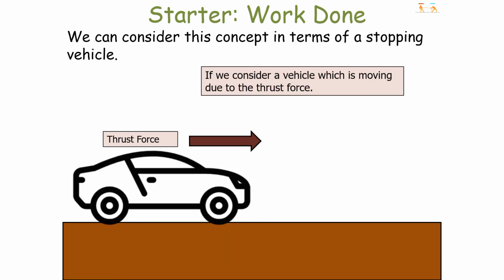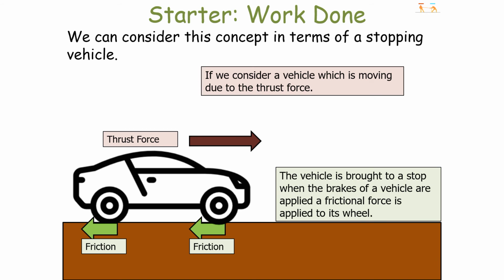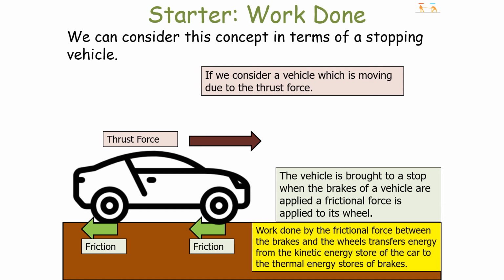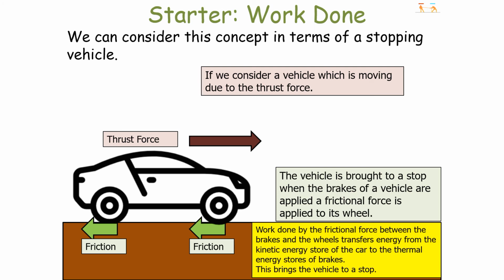Now, we can also consider this concept in terms of a stopping vehicle. If we consider a vehicle which is moving due to the thrust force, the vehicle is brought to a stop when the brakes of the vehicle are applied. A frictional force is applied to its wheel. Work is done by the frictional force between the brakes and the wheel. This transfers energy from the kinetic energy store of the car to the thermal energy store of the brakes. This brings the vehicle to a stop, but it also increases the temperature of the brakes because work is being done to overcome the frictional force.